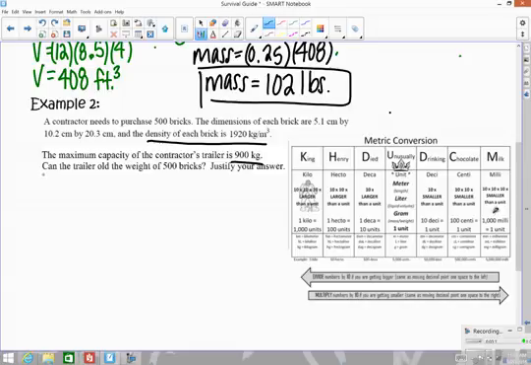Because we're trying to figure out can the trailer hold the weight, I need to find the weight of the 500 bricks. That's what our goal is. Find weight of 500 bricks. In order to make the conclusion, I have to know, does the 500 bricks weigh more than 900 kilograms? Because if so, then the trailer can't hold them.